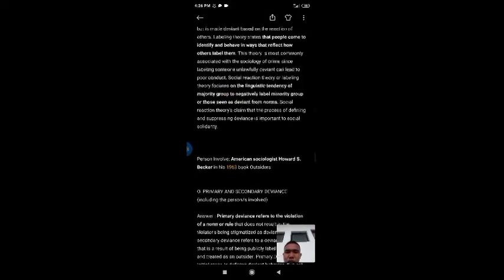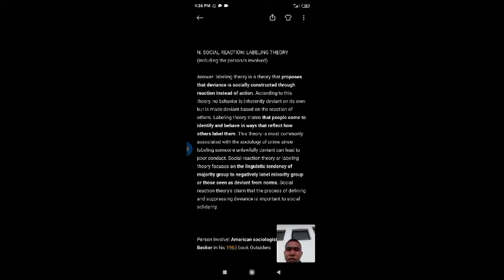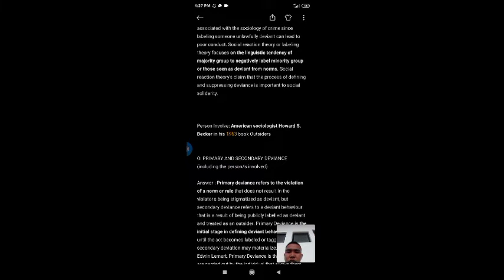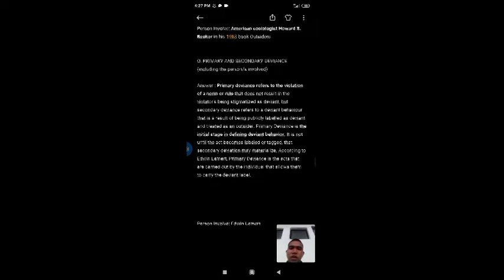So let's go to letter N. It's the social reaction labeling theory. This theory proposes that deviance is socially constructed through reaction. According to this theory, no behavior is inherently deviant on its own, but it is made deviant based on the reaction of others. Labeling theory states that people come to identify and behave in ways that reflect how others label them. So the American sociologist is Howard S. Becker.